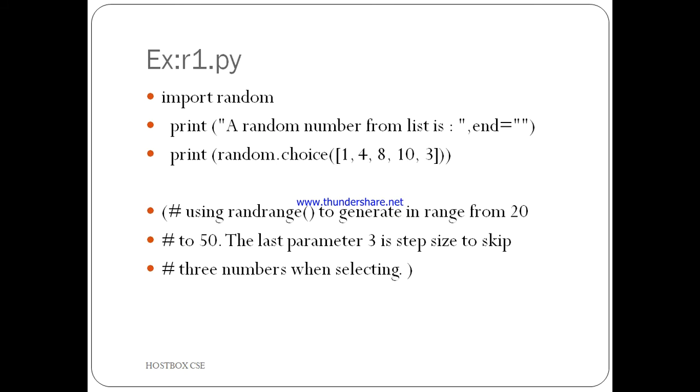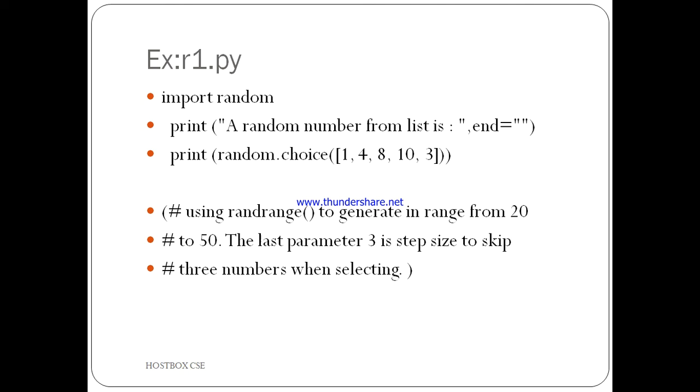In the example r1.py script, I'm going to use two functions. First of all, if you want to go for random, we need support of the library, so import random. So I'm giving print a random number from list, comma, int is equal to, and already print and input and output statements. So we can go print of random dot choice of 1 comma 4 comma 8 comma 10 comma 3. So I'm giving a choice, it may print in any manner.